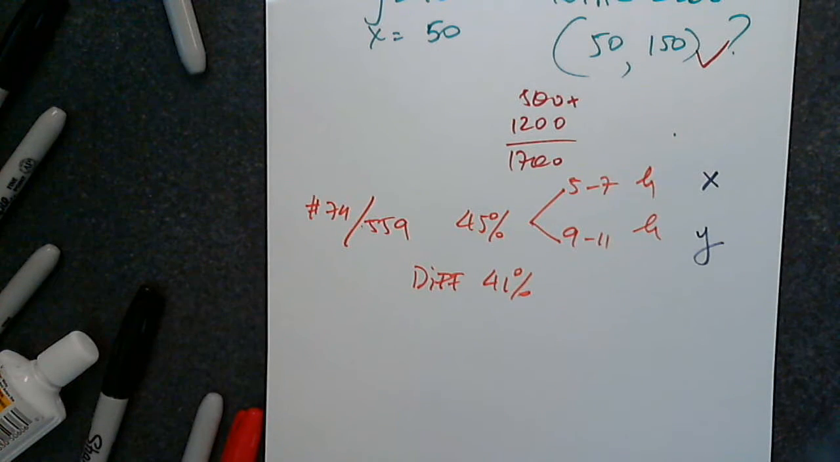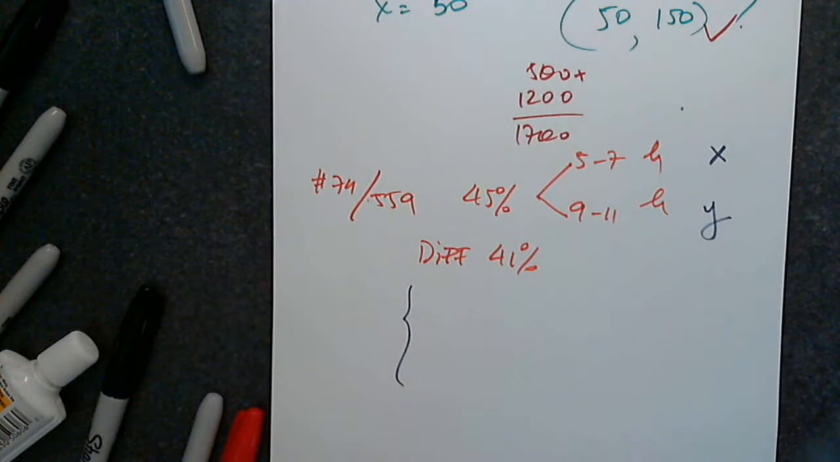Okay. How many equations do we need in order to be able to solve a word problem or any problem with two variables? Two equations. Very good. So let's come up with two equations.